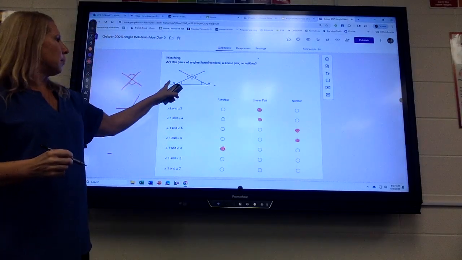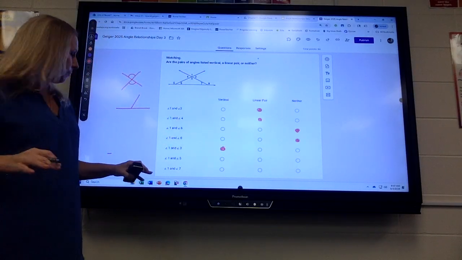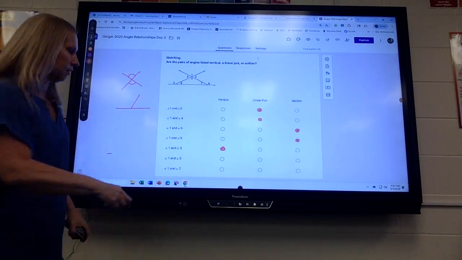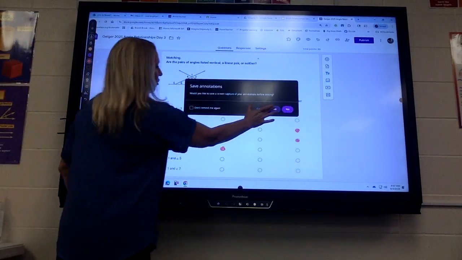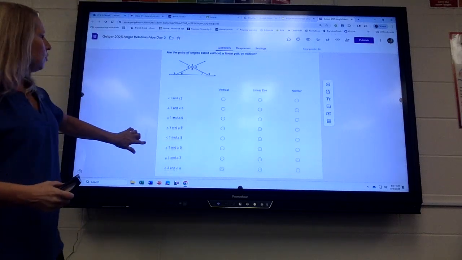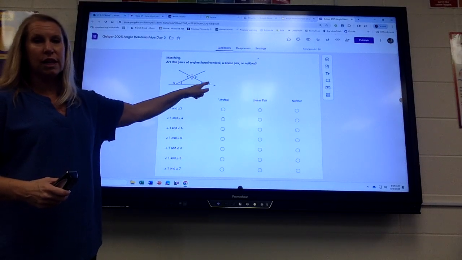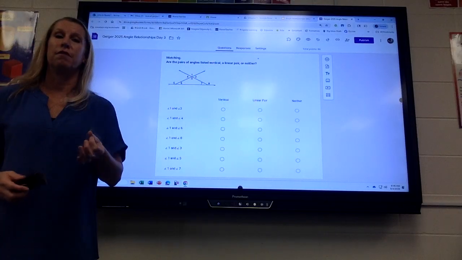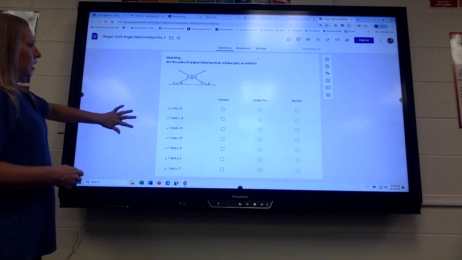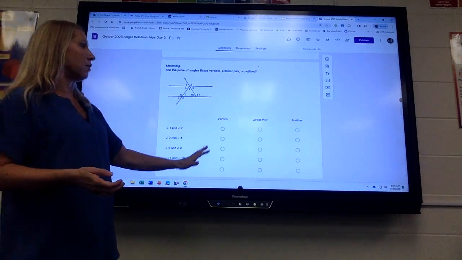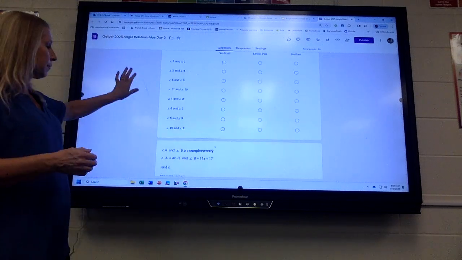1 and 5, 1 is up here, 5 is down here, neither. 1 and 7, 1 is up here, 7's down here, neither. Looks like they're getting a lot of neithers. Any others? 2 and 4. 2 and 4 are opposite angles and there's intersecting lines, so those would be vertical. Okay, so you've got another one where you have to figure out, is it vertical, linear pair, or neither?